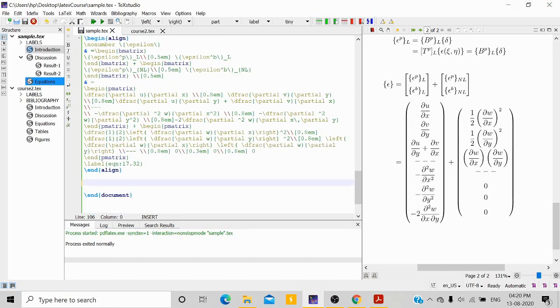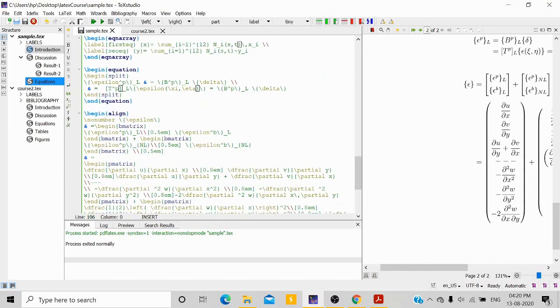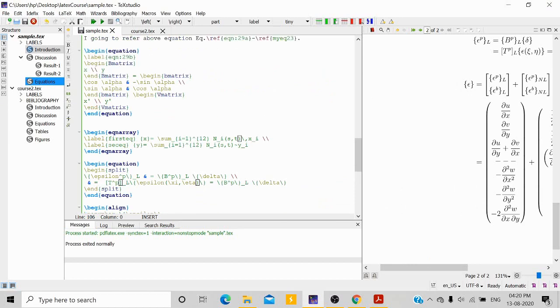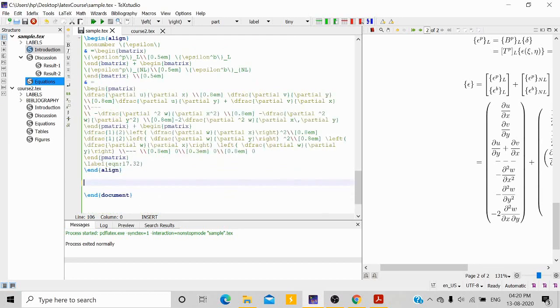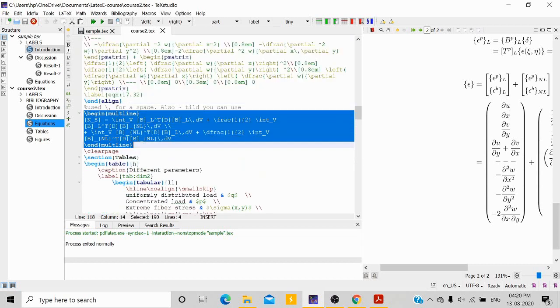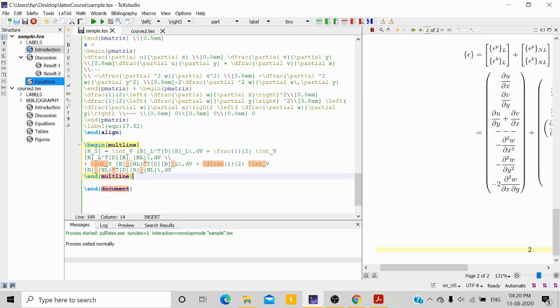And this is between a line we used. Before this, we used split function, we used equation array, and we used just normal equation only. And the next is for multi-line. This is the last one. If you want multiple lines to come, this is also another option.